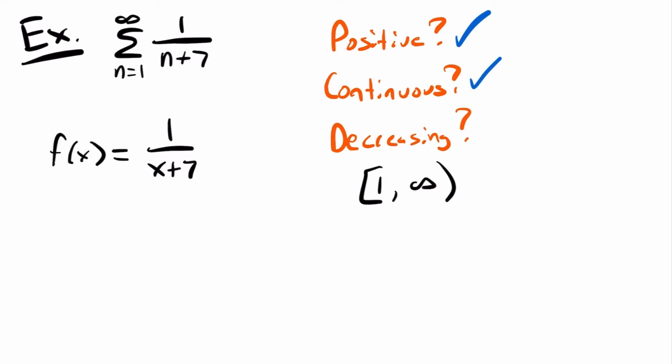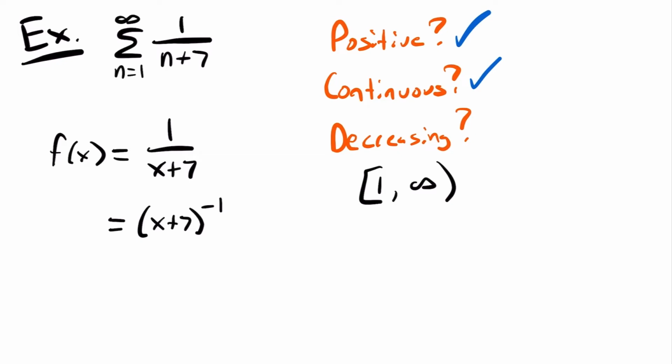All right, so let's take a look at the first derivative here. First, I'm just going to rewrite our function like this. We're going to have x plus 7 to the negative first power. And I just rewrite it like that so that we don't have to use the quotient rule. We can move this quantity to the numerator and give it a negative first power. And now we can just use the chain rule instead.